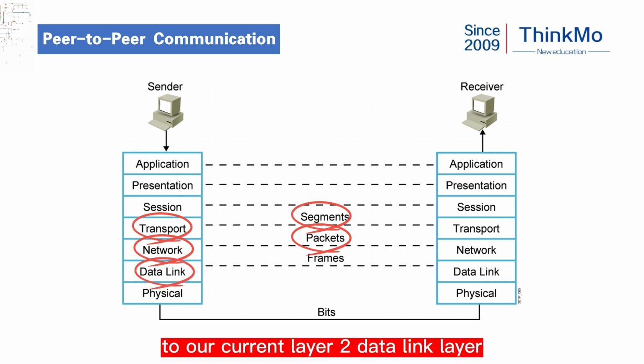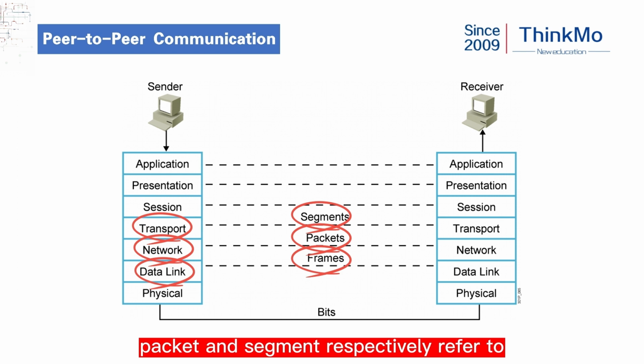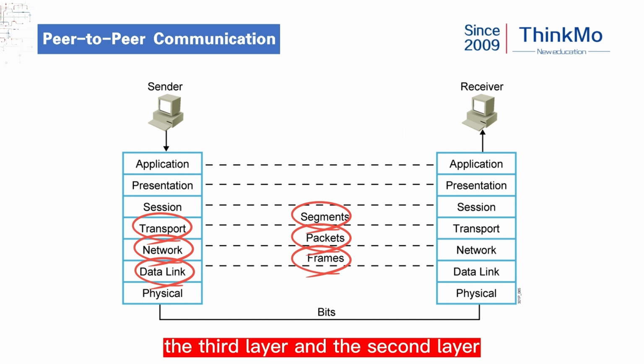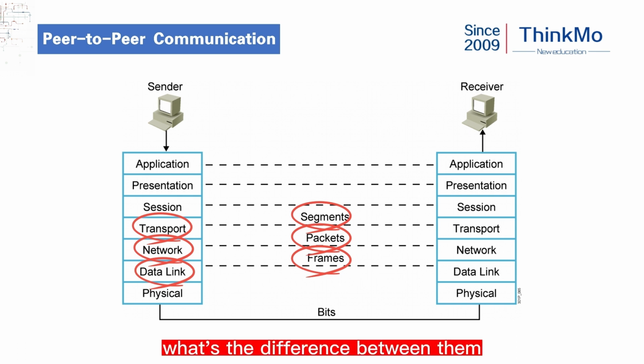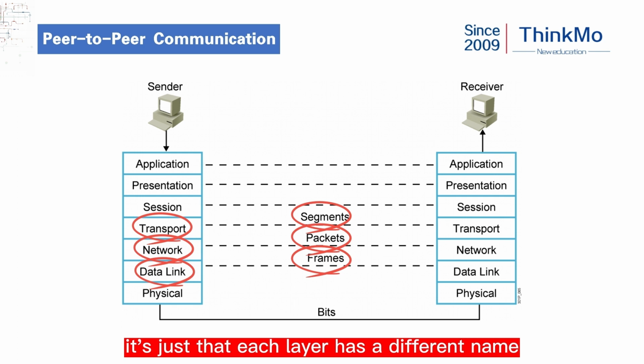Then at layer 2, the data link layer, if we carry out head and tail encapsulation, we call it a frame. Then frame, packet, and segment respectively are just the names of the data on the 2nd layer, the 3rd layer and the 4th layer. You don't need to ask what the difference between them is. There is no difference. Can you understand? No difference. It's just that each layer has a different name.